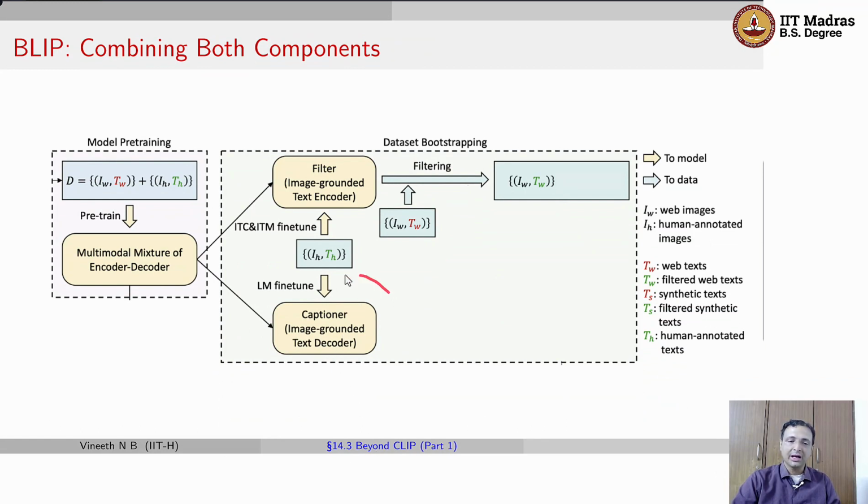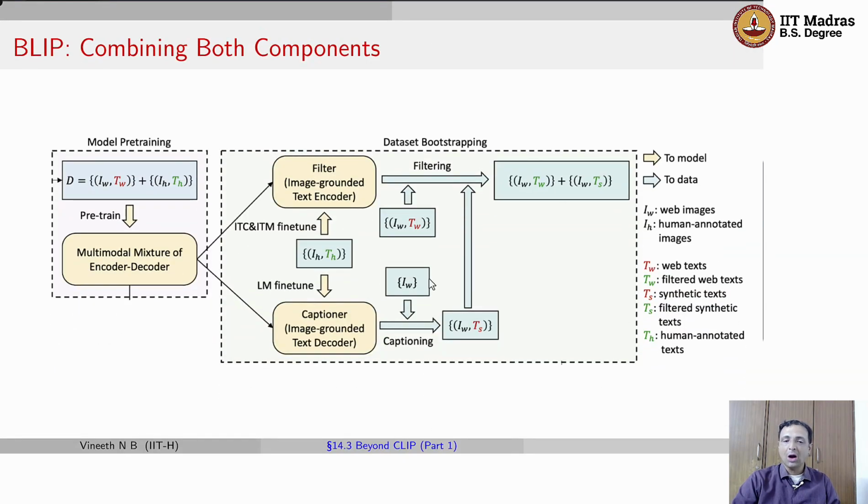They also train a captioning module using the same human annotated data, which is once again an image grounded text decoder. And based on this captioning module, they now take their web scraped images and generate a bunch of synthetic captions. So you now have IW and TS, web scraped images and synthetic data that's generated. This is now used to refine the filter again, to also get IW TS, that is web scraped images with synthetic data, which is also the output now of the filtering module.